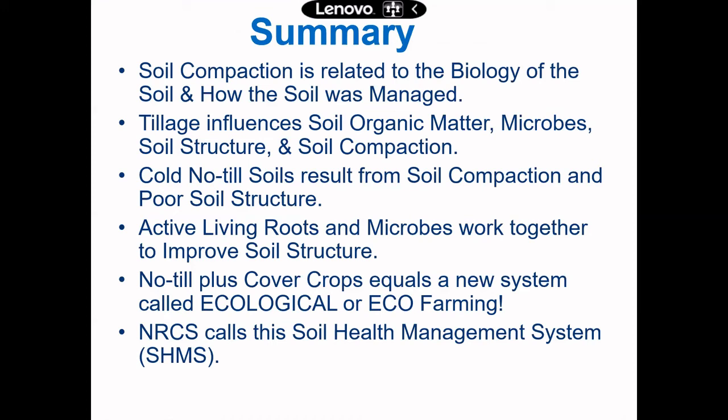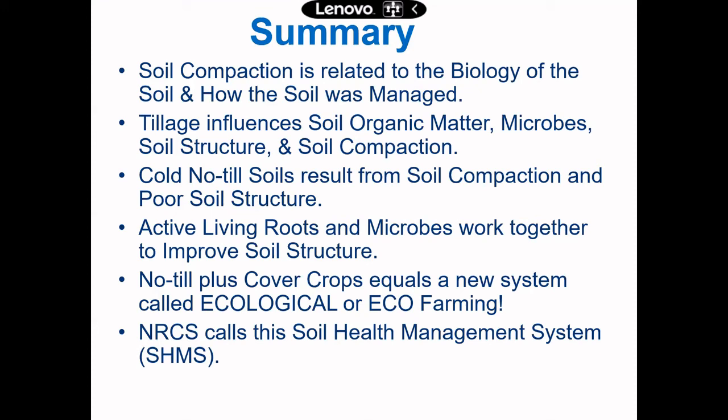Soil compaction is related to the biology of the soil and how that soil is managed. Tillage influences how much soil organic matter we have, how many microbes are in the soil, especially whether we're bacteria dominated with tillage, or if we do no-till and have undisturbed soils, we're going to have a balance of both fungus and bacteria that will allow us to form more macroaggregates. And that's going to have a huge impact on soil structure and soil compaction.